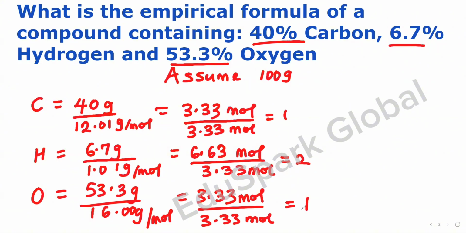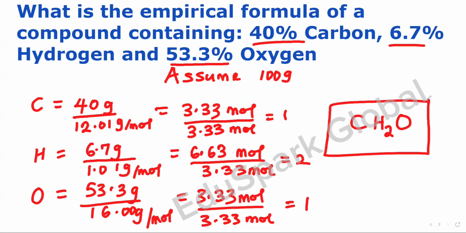So we can then conclude that the empirical formula is 1 carbon. So we usually just ignore the 1, okay? So that would just be C, then 2 hydrogens, H2, and 1 oxygen, O. And the empirical formula is CH2O.